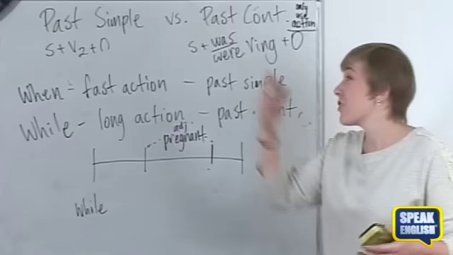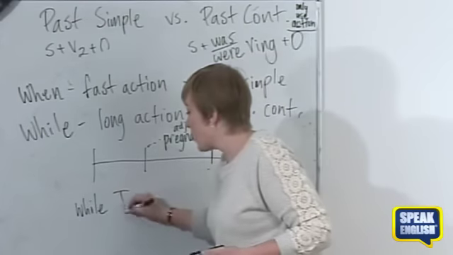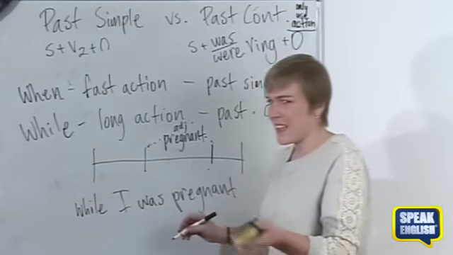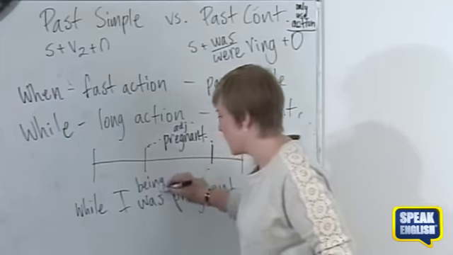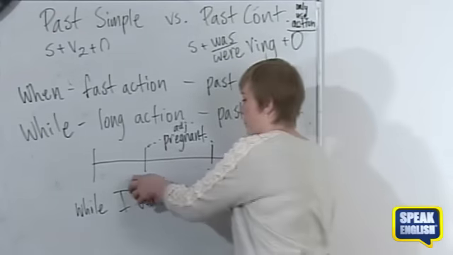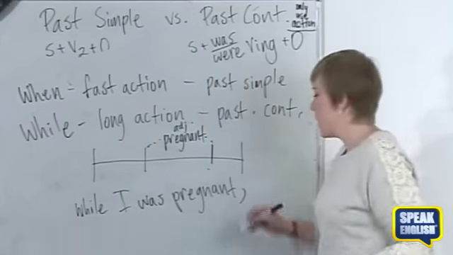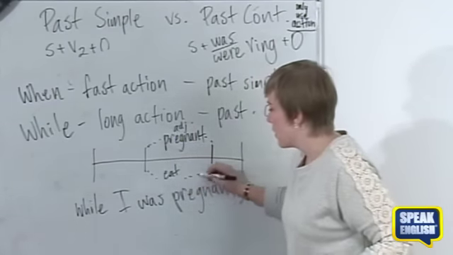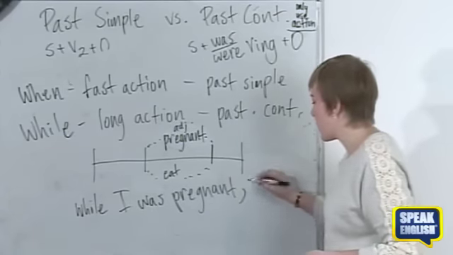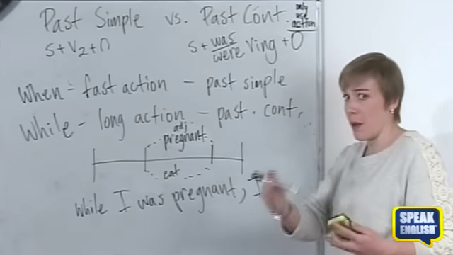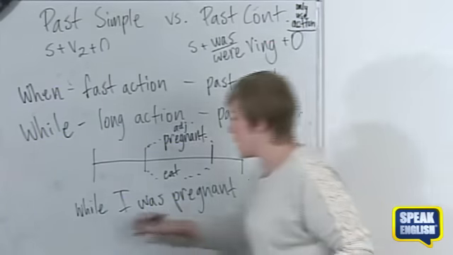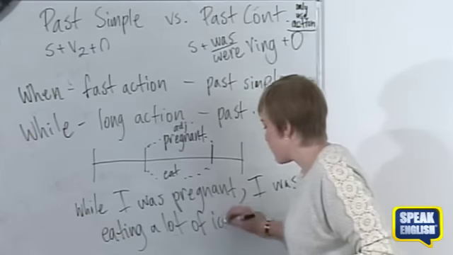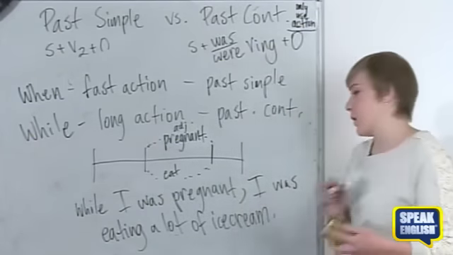What I can do is just make a past simple sentence. While I was pregnant, because again, I cannot say while I being pregnant. Right? We cannot do that. So while I was pregnant, then what can we say? How about another long action? Maybe eating a lot. So while I was pregnant, again, that's a long action, 9 months, every day. I was eating a lot of ice cream, for example.